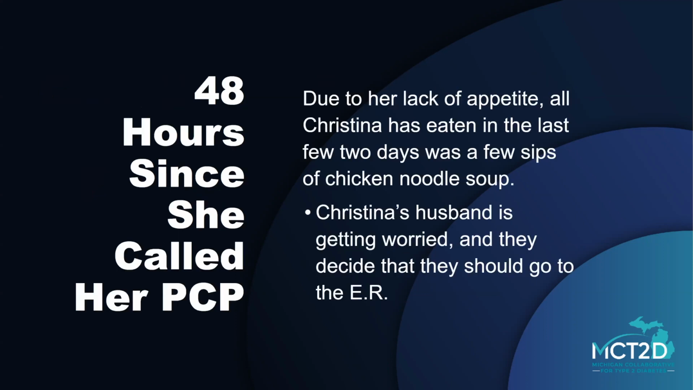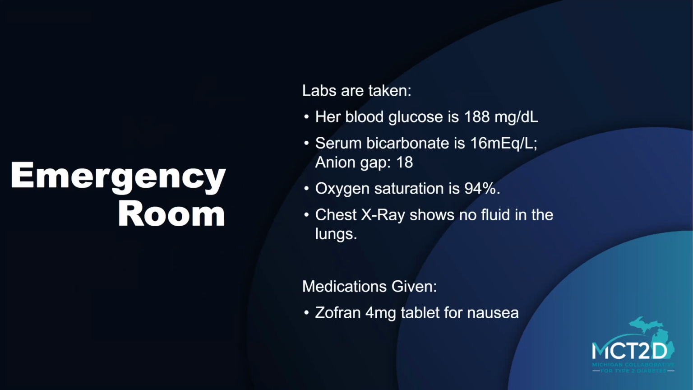Due to her lack of appetite, she really wasn't eating at all. She had a few sips of chicken noodle soup, but that was all she could get down. She started to get sicker, and her husband got worried and took her to the emergency room. Labs showed a glucose of 188, so not super elevated. Her serum bicarb was 16, her anion gap was 18. Her O2 sats were 94%, which was pretty good considering her COVID. They weren't too worried about her lungs, and a chest x-ray didn't show any major fluid problems or whiteout pneumonias that you might see in a severe COVID case.